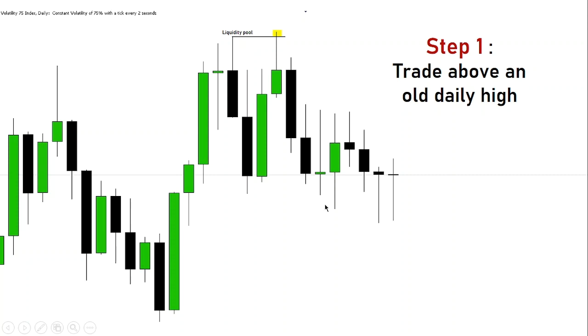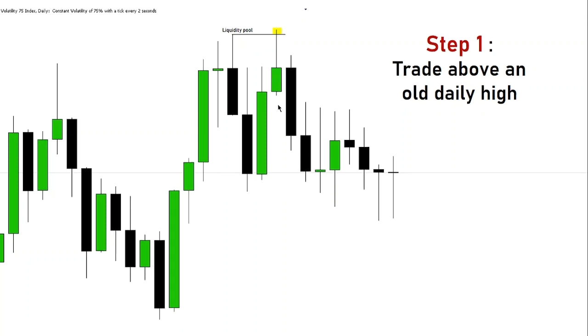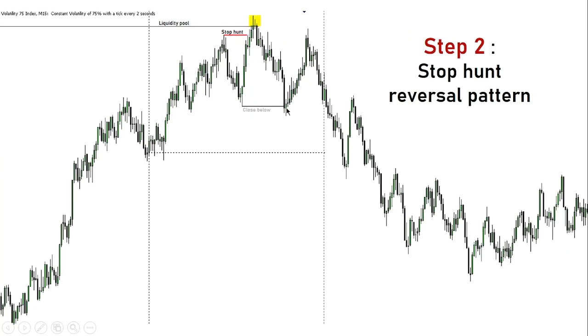Now all you need to do is wait for price to trade above its old high, which it does on this particular day. On that day is when we move on to the 50-minute time frame to see the reversal patterns forming. Now there's a process to how you identify the reversal patterns. Firstly, you want to see a stop hunt reversal pattern for me.